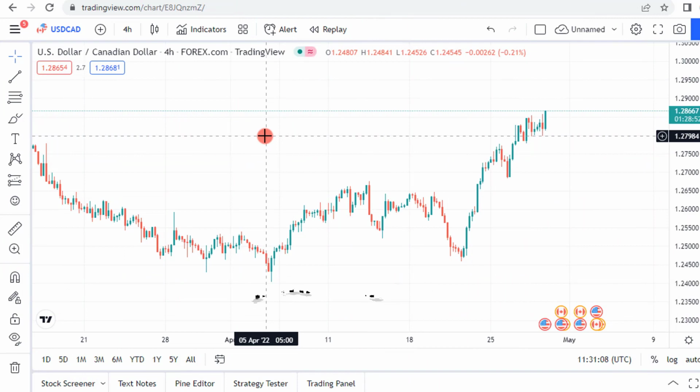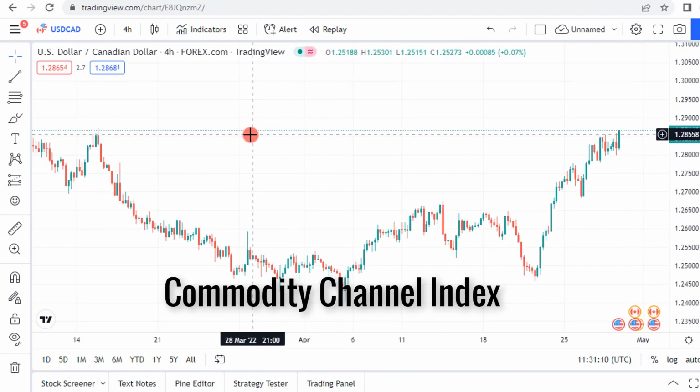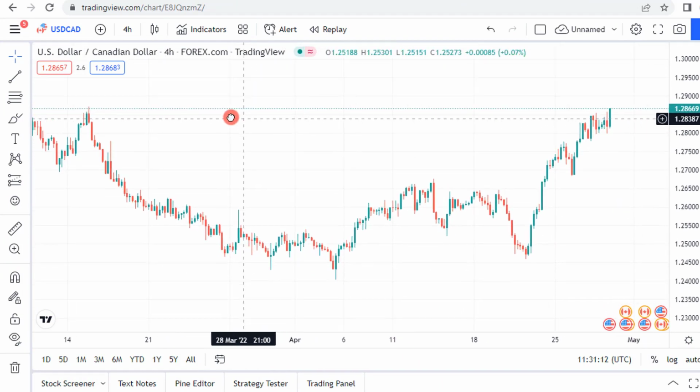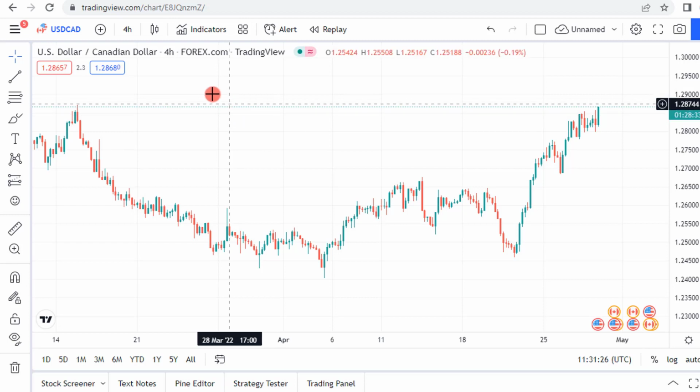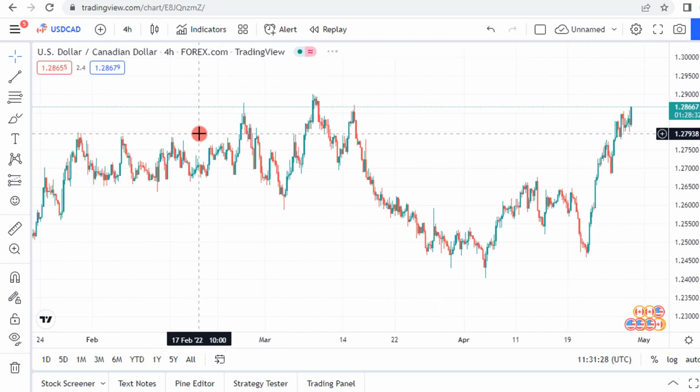CCI means Commodity Channel Index. This indicator was created by a technical analyst named Donald Lambert and was created specially for the commodity market. But you can use this indicator anywhere, forex, metal or cryptocurrency. It is suitable everywhere. So today we will share this topic so that you can get the whole idea about this indicator.